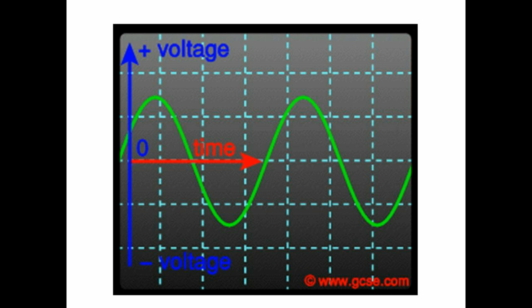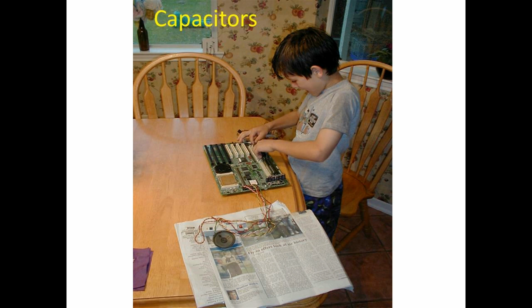AC, or alternating current, is when the electron flow direction constantly switches between positive and negative. The electricity in our house switches its polarity 60 times a second, producing a sine wave. The peak voltage of this sine wave is 172 volts, but when we measure the voltage, we measure the average, which is 120 volts.